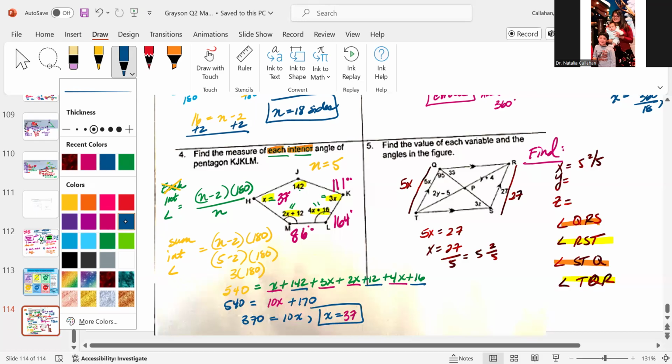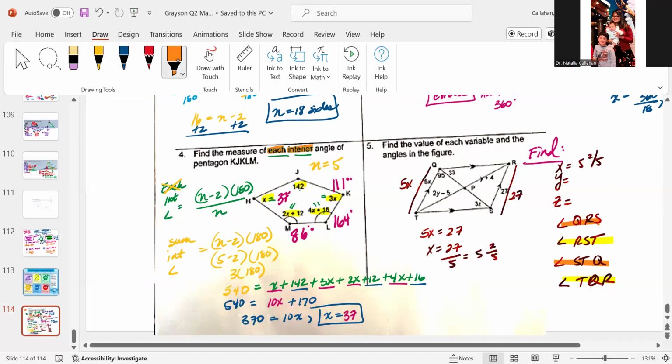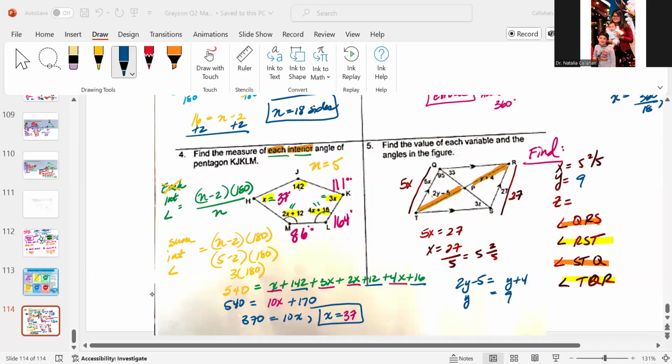What's the next letter you want to solve? Pick a letter. You have Y and Z. Pick one. Y. Now, looking at the Y, it's saying this length right here and this length right here, right? It looks like those two are equal, doesn't it? So I'm just going to do 2y minus 5 equals y plus 4. You solve it. What is it? 11. But why is the 3z equals 33? Do you know the answer for that?